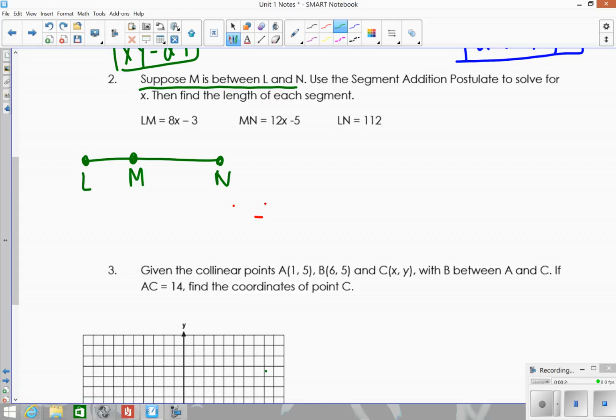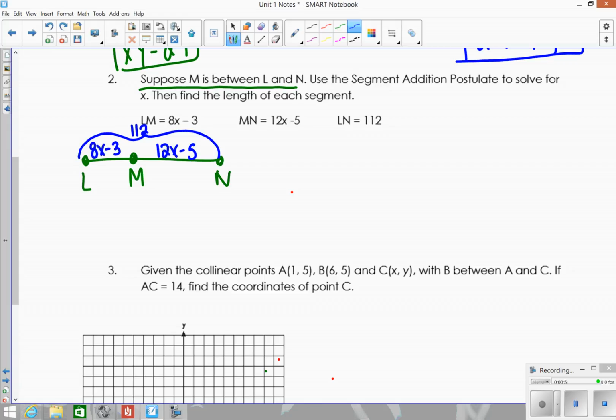Not necessarily in the middle, somewhere between them. You don't know what the measurements are of these segments, so it doesn't have to be drawn to scale. So then from there, it says use the segment addition postulate to solve for x. So they give us these measurements. So LM is 8x minus 3. MN is 12x minus 5. And the entire segment is 112.